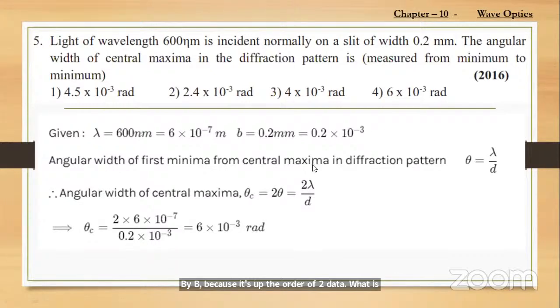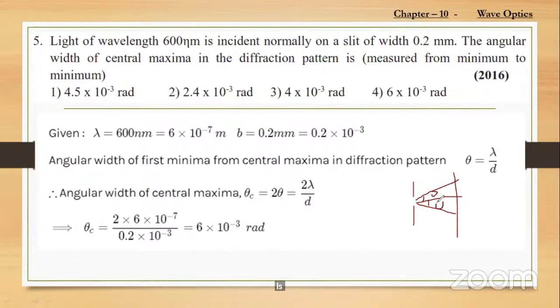What is theta? Theta is the angle of deviation in the case of a single slit. You know that in a single slit, if this is the slit width, then the deviation from this side is theta, and from the other side the deviation is also theta. So 2 theta will be 2 lambda by d. If you substitute the values, the answer comes to be 6 into 10 to the power of minus 3 radians.